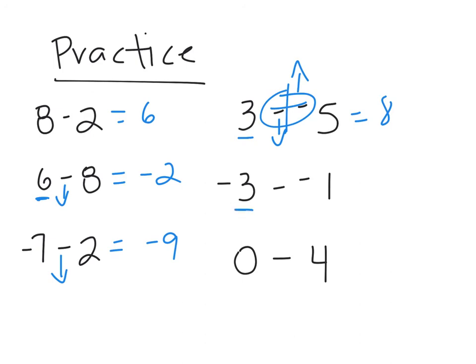Here we're starting at -3. This is telling you to go down, but in the opposite direction. This becomes -3 plus 1, which is going to be -2. And then 0 down 4 gives you -4.